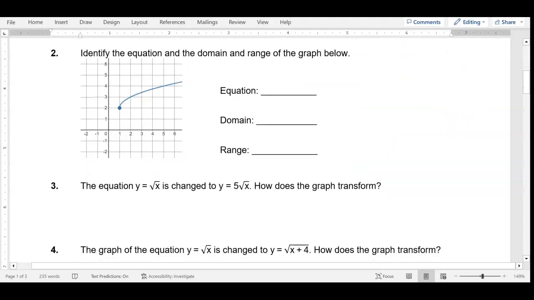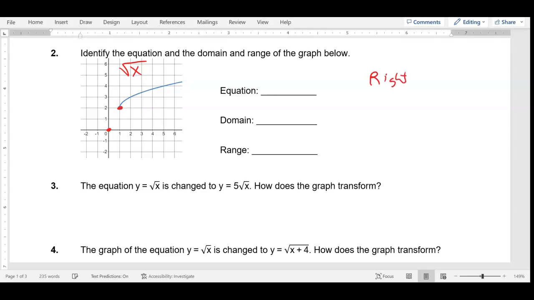Identify the equation and the domain and range of the graph below. So if it looks like that, this is a square root of x situation. It started at (0, 0), and it ended up here. Okay, so it went right 1, and then it went up 2, right?